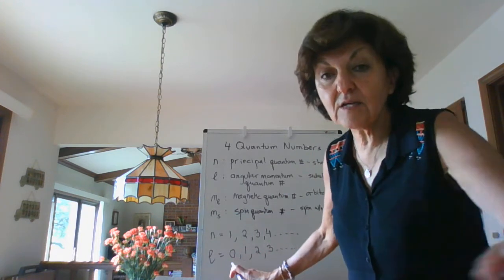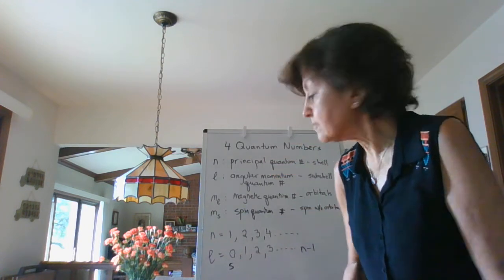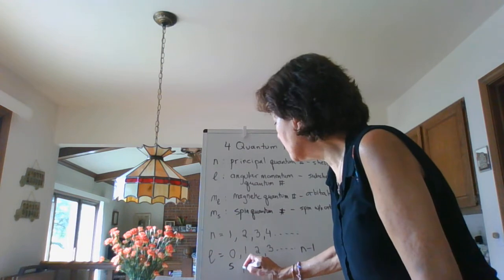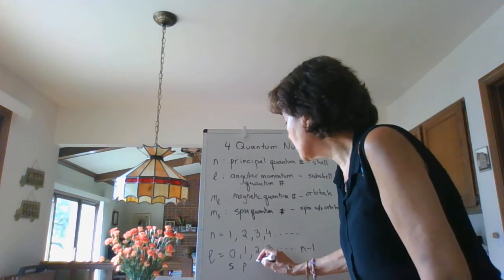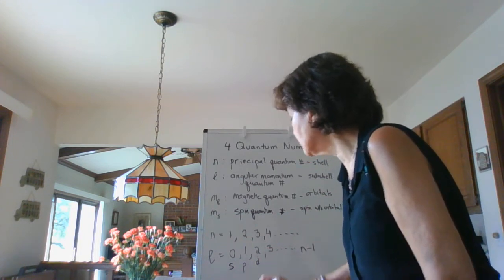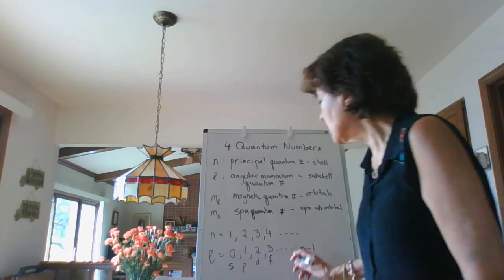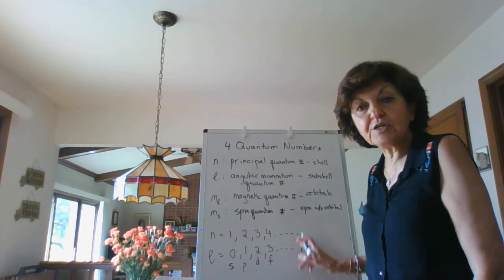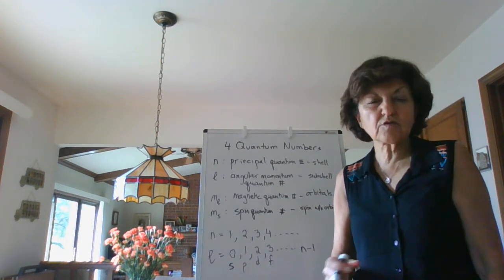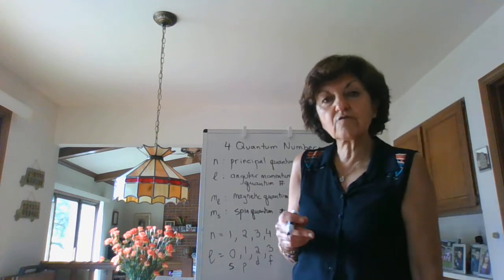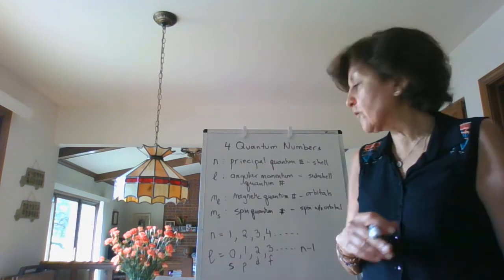What do these mean? If L is 0, that relates to the S subshell. If L is 1, that relates to the P subshell. If L is 2, that is the D subshell. And if L is 3, that is the F subshell. And if L is 4, that would be G, and we can keep on going. Okay? I'm just going to focus on these because those are the ones you usually were introduced to in an intro chem class, S, P, D, F. All right, let's keep going.